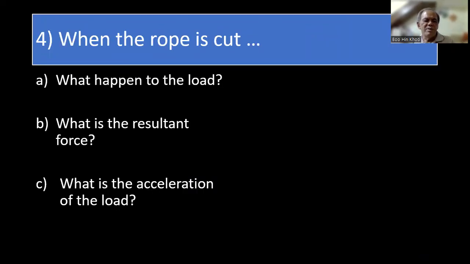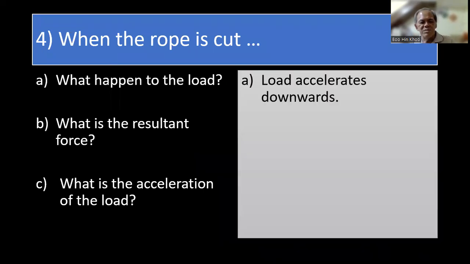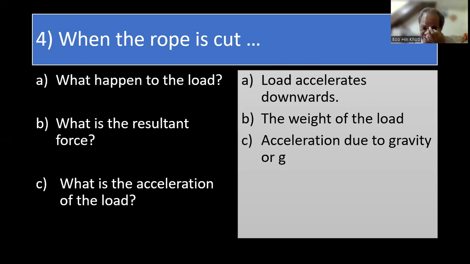What happens when the rope is cut? What happens to the load? The load descends downwards. Nothing to support it anymore. What's the resultant force? The weight of the load is the resultant force. Acceleration is the acceleration due to gravity, g.